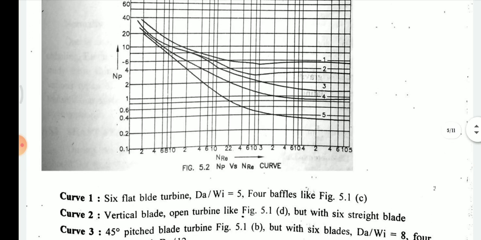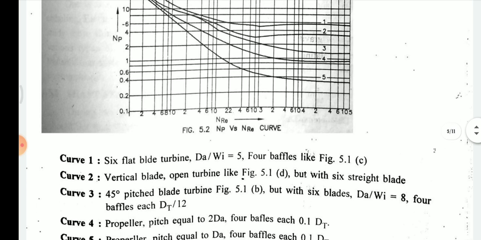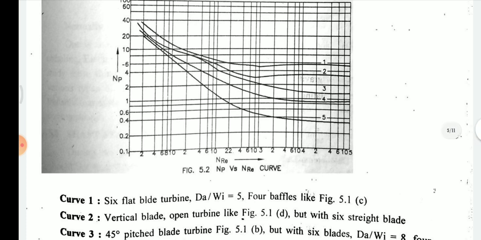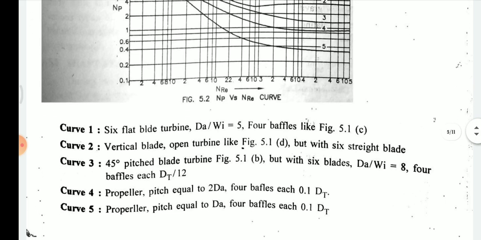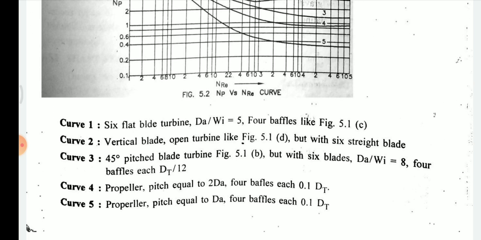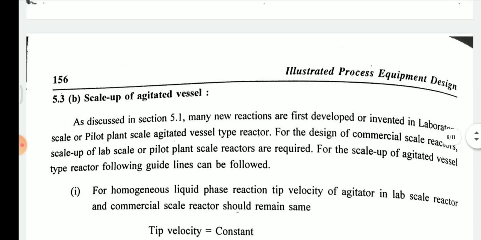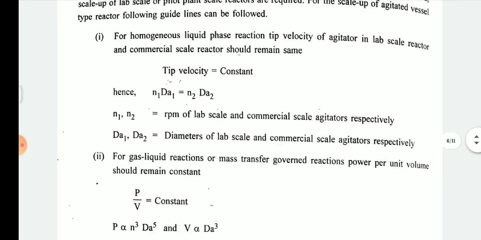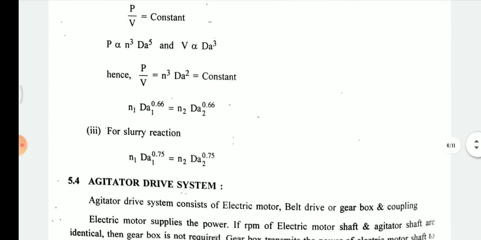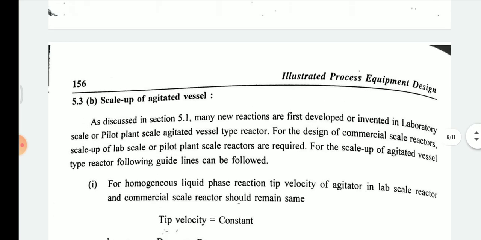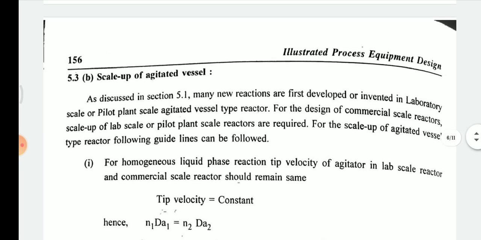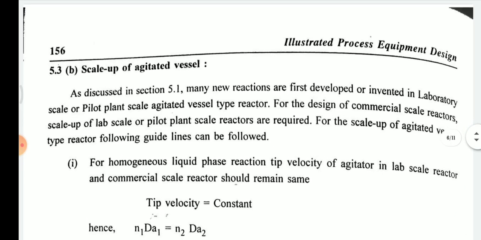So the first curve, curve 1, is the 6 blade turbine curve, where dA upon VI is 5, and the form appears like figure 1.6. Now the next point to be discussed is the scale-up of an agitated vessel. How do we scale up the agitated vessel?